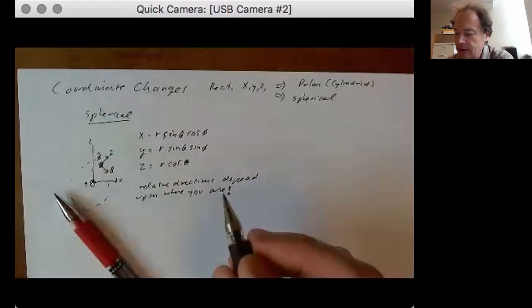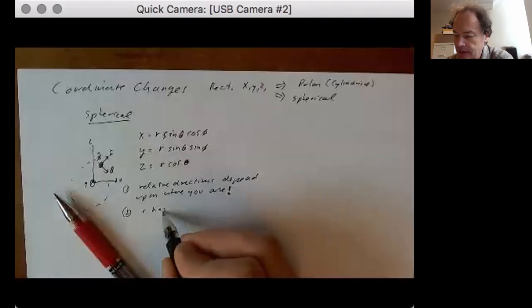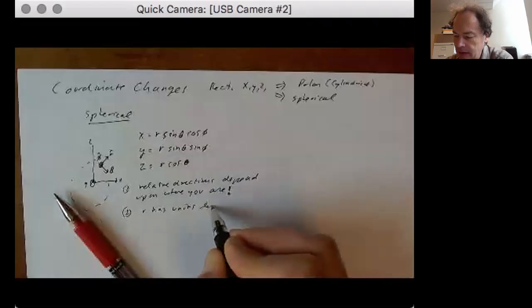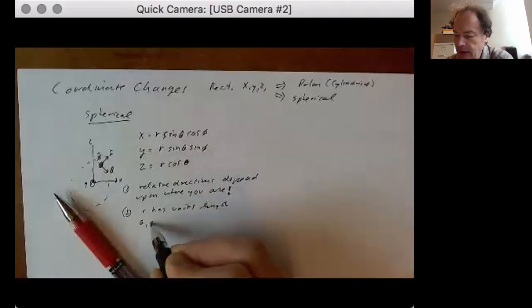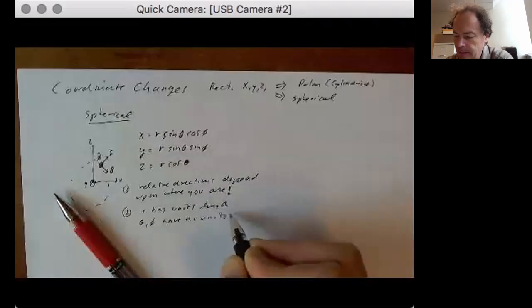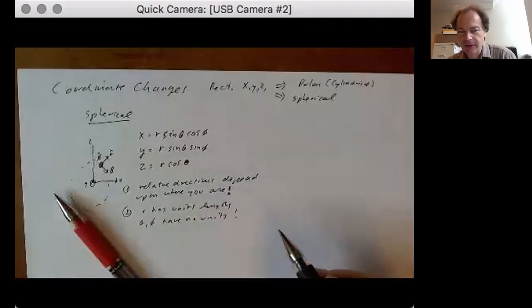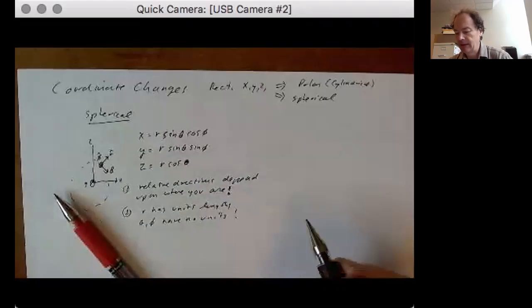The other thing we notice is that r has units of length, and theta and phi have no units. That is also going to cause a lot of complications. And what we're going to do today is figure out how to deal with these complications. Now, the first thing to talk about is volume elements.